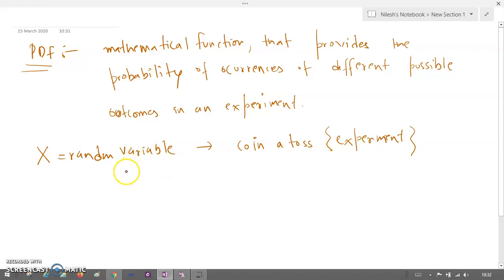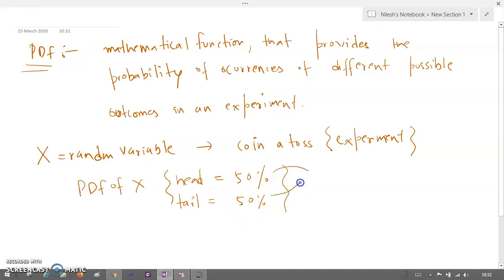Then you can simply say that this random variable is going to give you the PDF. PDF of x is going to give you the possible outcome head, and the probability is going to be 50%, and the other possible outcome is tail, with a probability of 50%. So these are the probabilities, and head and tail are nothing but the possible outcomes of a coin toss. What is this? This is the possible outcome. I hope you are getting it.